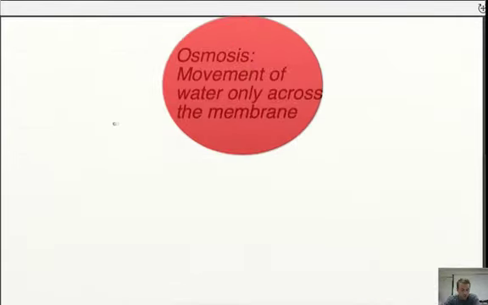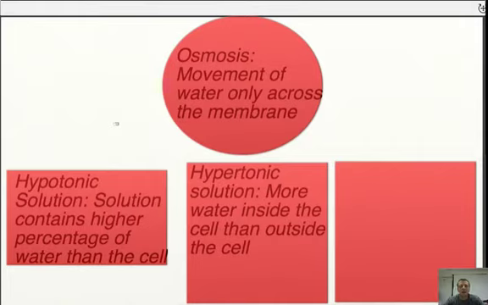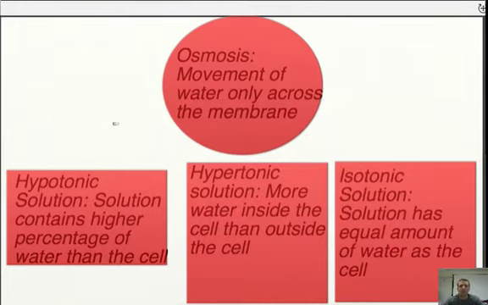Alright, so we're moving to osmosis, and there are three different types of solutions that you can have with osmosis. We're going to take a look at those three. The first type of solution is a hypotonic solution. That's a solution that contains a higher percentage of water than the cell. So there's a higher percentage of water in the solution than in the cell itself. The second type is a hypertonic solution. So there's more water inside the cell than outside the cell. And the last one is an isotonic solution. An isotonic solution has an equal amount of water as the cell.